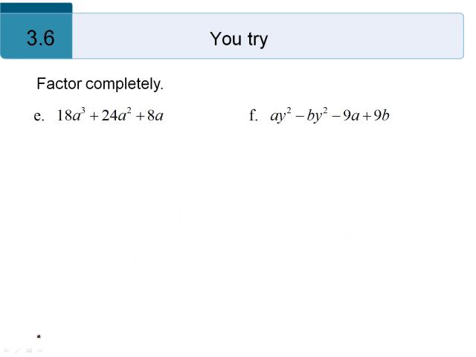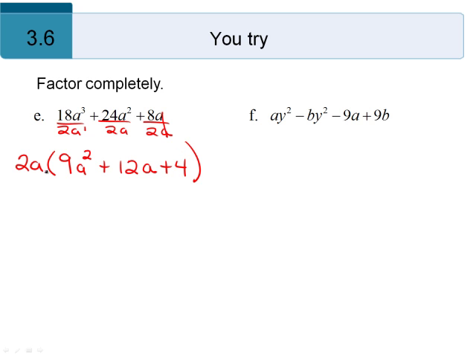All right, E and F. So E, we do have a GCF. 2 will go into all those. I think that's the biggest. Yeah. And also a is your smallest exponent. So we're going to factor out a 2a out of each term. All right, so we get 9a squared, because remember, subtract those exponents, plus 24 divided by 2 is 12, and we get a. And then 8 divided by 2 is 4, and the a's cancel.